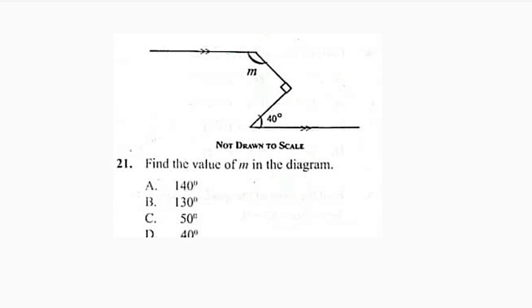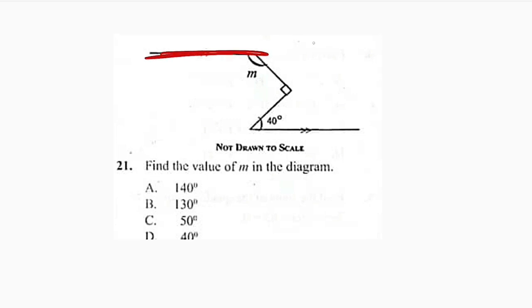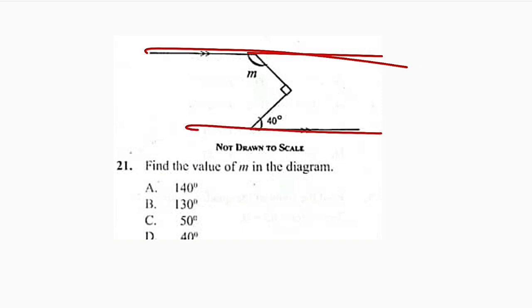Okay, since these two legs are parallel, we can extend this one right here. Let us extend it to the right hand side. So we have something like this. And also, since these two lines are parallel, we can connect a transversal line. This is a transversal line, we can extend it. So now let us do that.